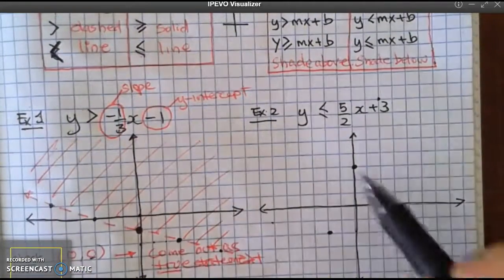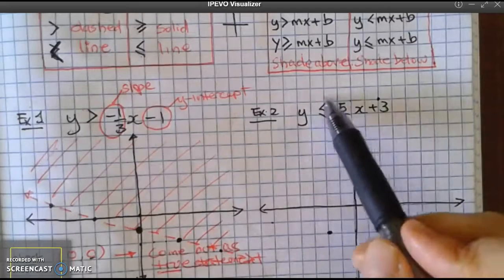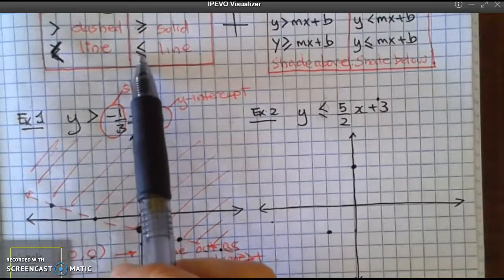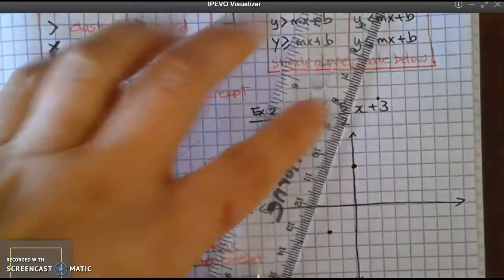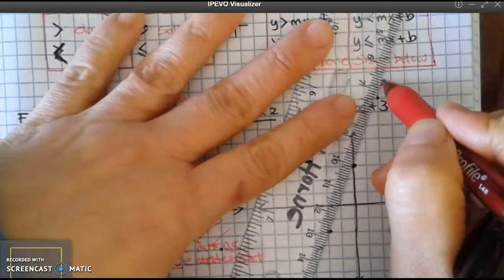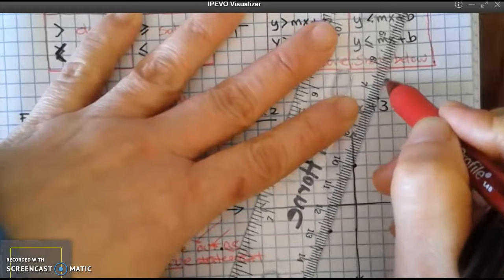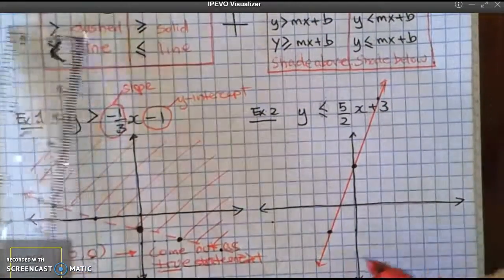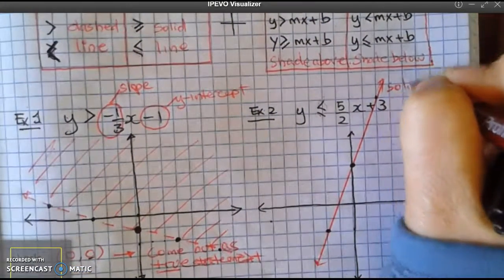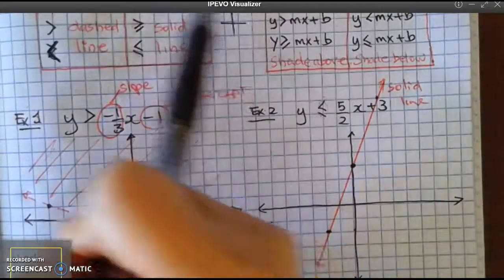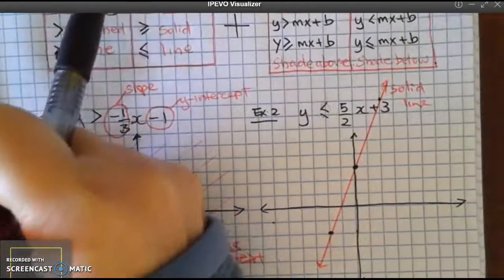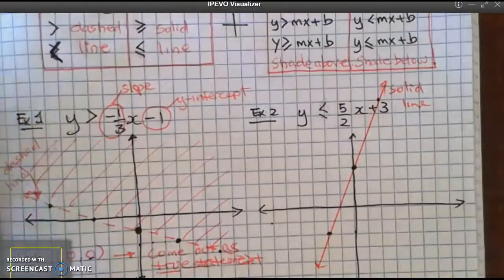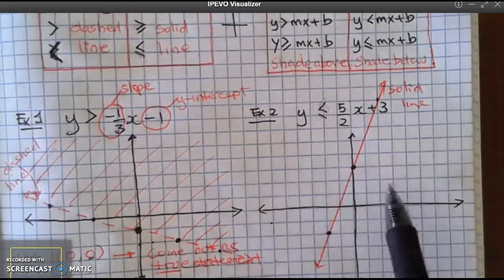Now, is this going to be a solid line or dashed line? Well, this inequality, less than or equal to, is over here. Equal to is part of the solution. So this is going to be a solid line. Okay, so solid line, not a dashed line.